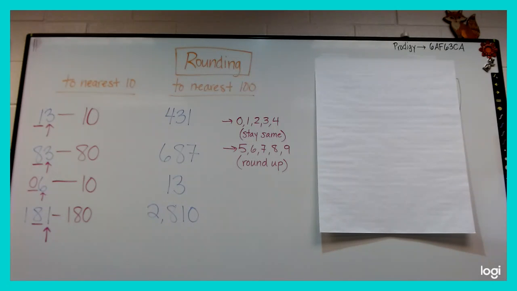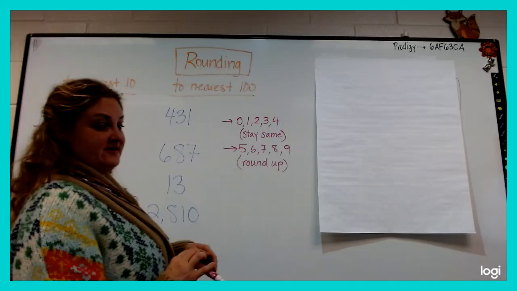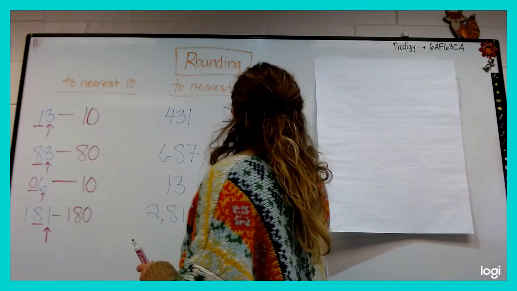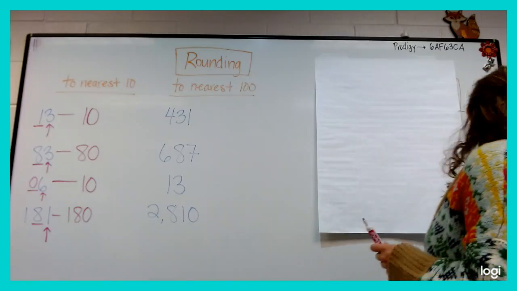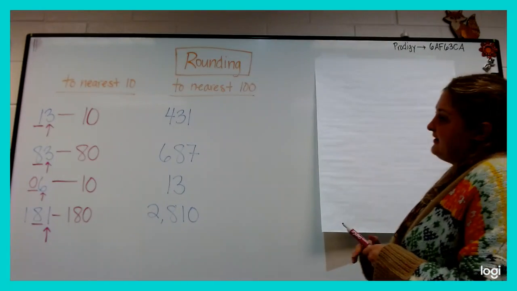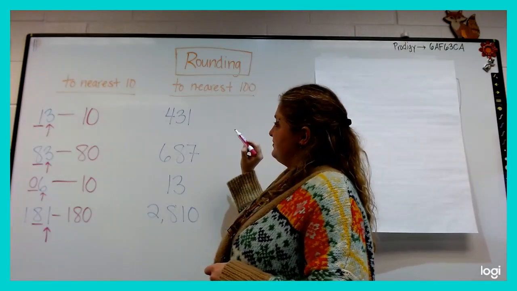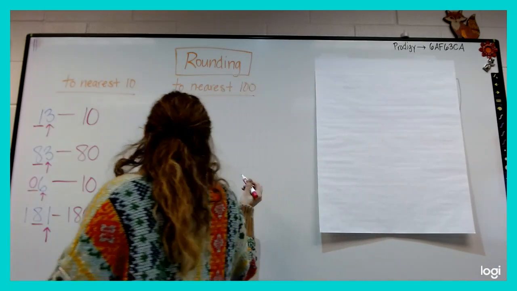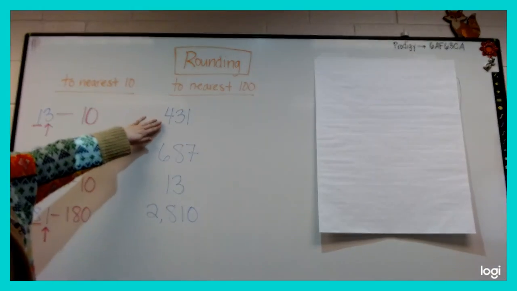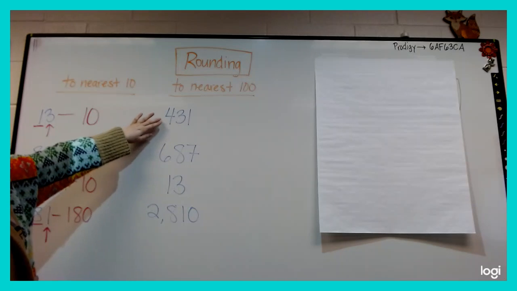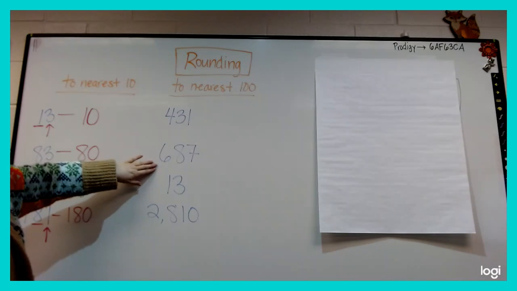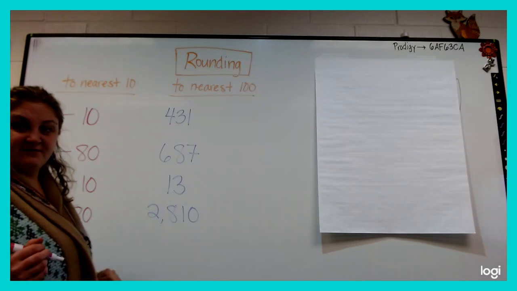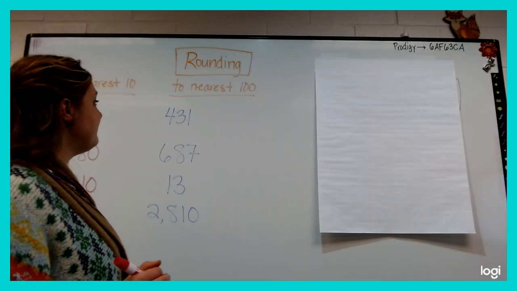All right, so now we're going to move over here to rounding to the nearest hundred. I do need to erase these helpful hints. All right, now we're rounding to the nearest hundred, so we're not going to underline our tens place because we're rounding to the nearest hundred. So if you haven't copied your numbers down, go ahead. We've got 431, 687, 13, and 2,810. If you need to pause to copy them, go for it.